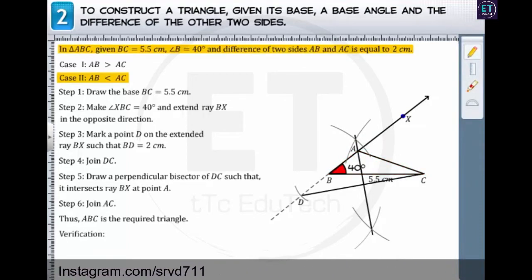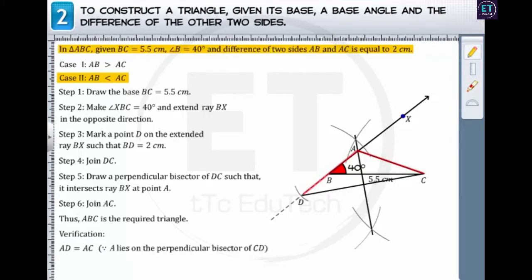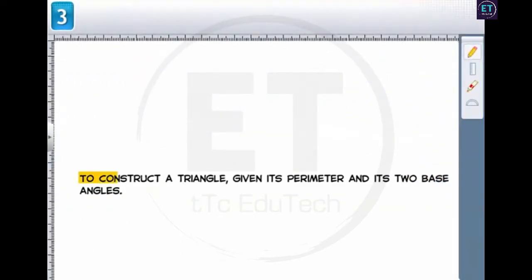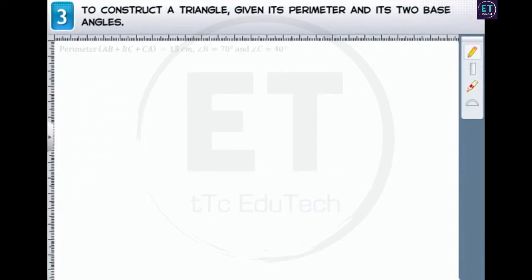Now let's verify it. In this case, AD is equal to AC since point A lies on the perpendicular bisector of CD. This implies BD is equal to AC minus AB. Thus the constructed triangle ABC is the required triangle. Lastly, we are going to construct a triangle where its perimeter and two base angles are given. Let ABC be the given triangle in which the sum of its three sides is equal to 15 centimeters and the measure of its two base angles B and C are 70 degrees and 40 degrees respectively.